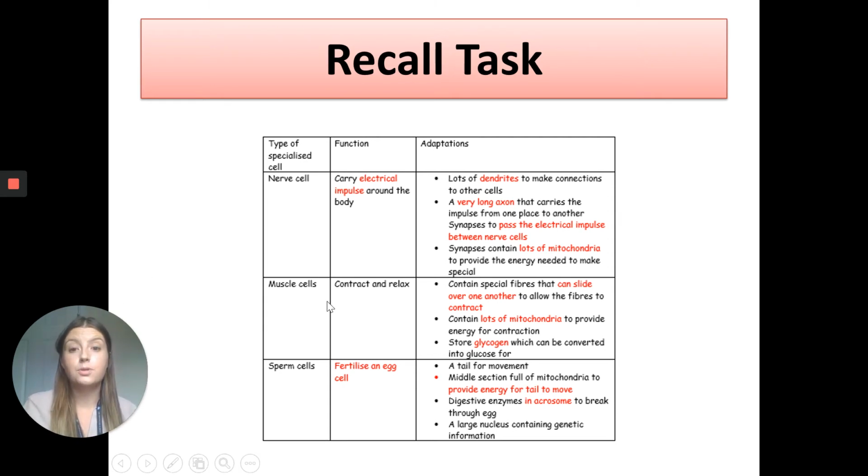Okay, then we've got our muscle cells. They contain special fibres that can slide over one another to allow the fibres to contract. There's lots of mitochondria, store of glycogen. Okay, and last but not least, the sperm cell, the role of that, or the function, is to fertilise the egg. The middle section is full of mitochondria to provide energy for the tail to move. The digestive enzymes are in the acrosome, or the head, okay, to break through the egg.